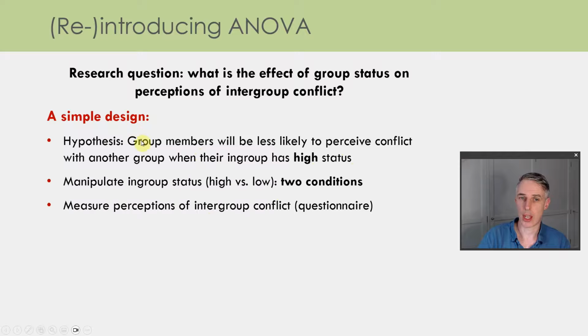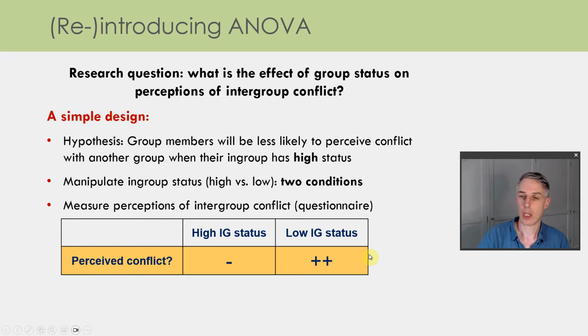So in a very simple design, we might manipulate that independent variable, group status, to have two levels. Participants are randomly allocated to a condition in which a group they belong to has high status, or a condition in which that group has low status compared to another group. So it's a simple design because the operationalization of the independent variable only has two levels, two conditions. Then, as an outcome variable, as a dependent variable, we might measure perceptions of intergroup conflict via a questionnaire.